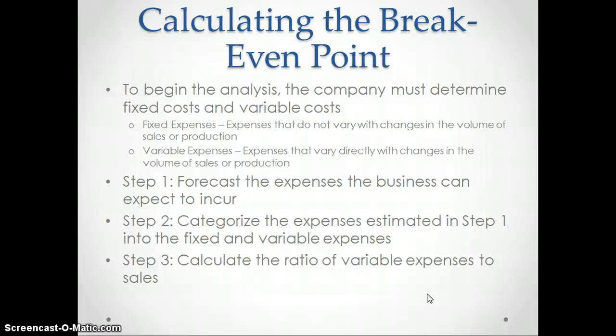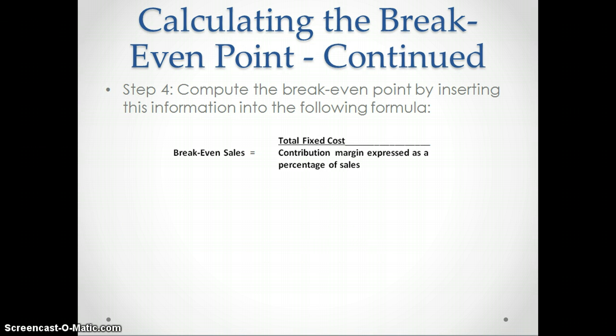The first step in calculating the break-even point is you have to forecast the expenses the business can expect to incur. Step 2, you have to categorize the expenses estimated in step 1 into fixed and variable expenses. Step 3, you need to calculate the ratio of variable expenses to sales. And step 4 is you have to compute the break-even point by inserting this information in the following formula. Again, we're looking for the break-even sales, and to find the break-even sales, what you need to do is find the total fixed cost. Put the total fixed cost over the contribution margin expressed as a percentage of sales.